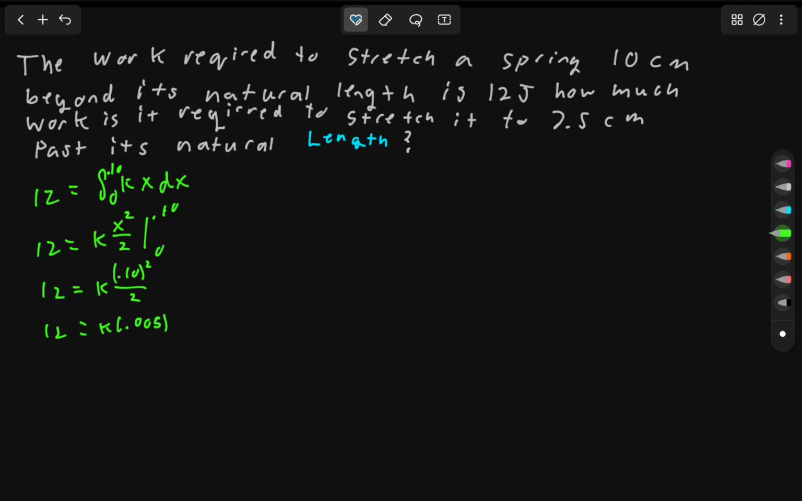Now we just have to divide over, so we get 12 divided by 0.005, which gives us a spring constant of 2400. Now what we have to do is we need to find the work that's required to stretch at 7.5. So we're evaluating this from 0 to, really, not 7.5, but 0.075.